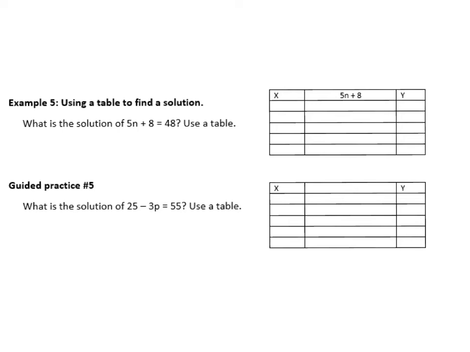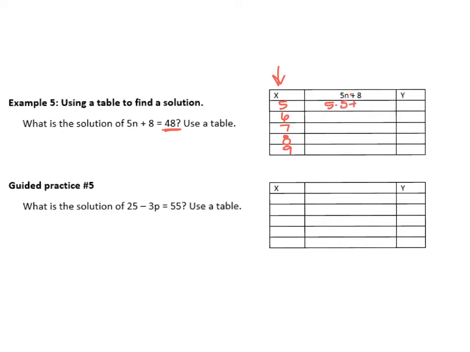Alright, example 5, using a table to find a solution. A table is just another method to do it. You have your equation in the middle. What you can do is choose some numbers to plug in, and then see if the number you get out equals what you're supposed to get out. So the numbers they give us for example 5 are 5, 6, 7, and 8. And let's just go ahead and put 9. We're going to plug each of those in.